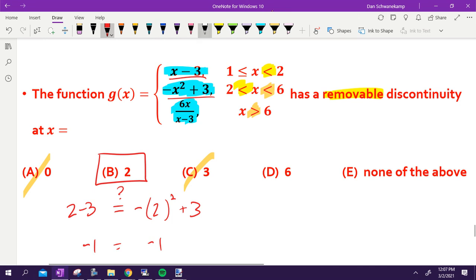If we looked at D, we'd look at the left and the right. We would do negative 6 squared plus 3. That gets you negative 33. That is not equal to 6 times 6 over 6 minus 3. That gets you 11. Since those two things are not equal, what kind of discontinuity is that going to be? A jump, because it's going from negative 33 all the way up to 11. It's a big old jump in my graph, not a removable discontinuity.